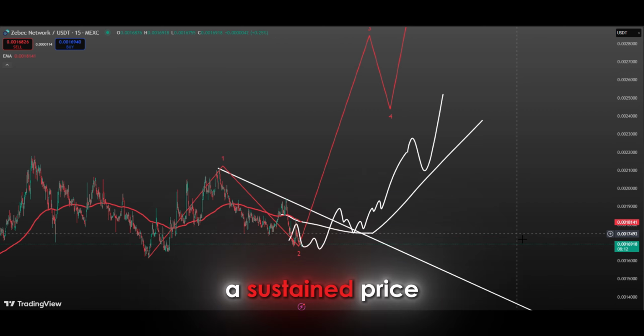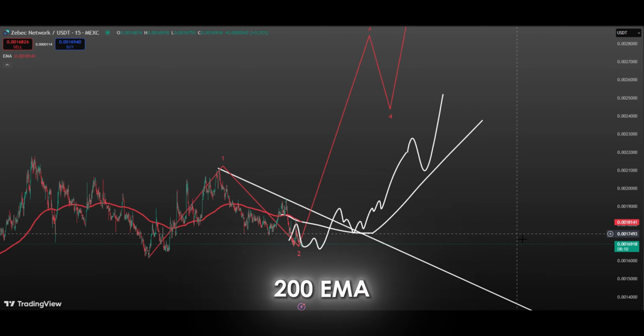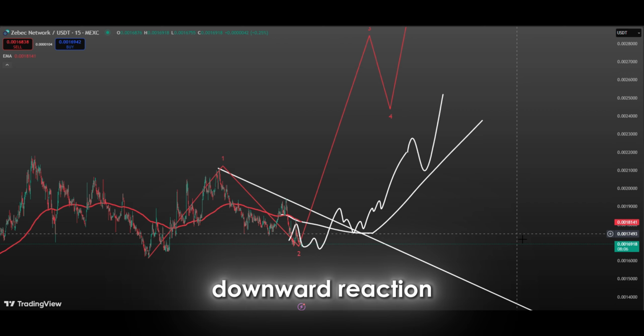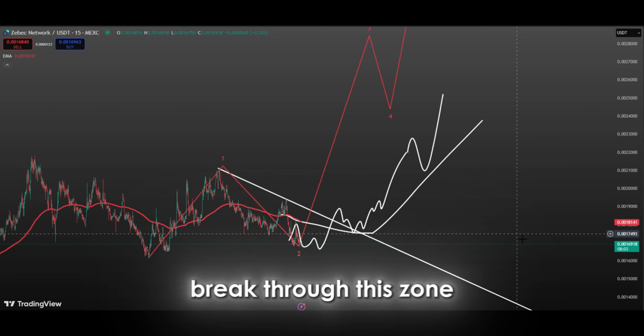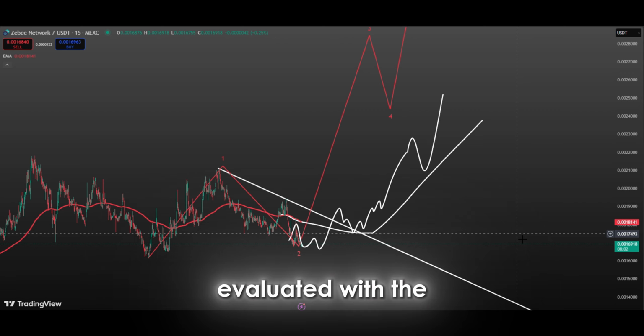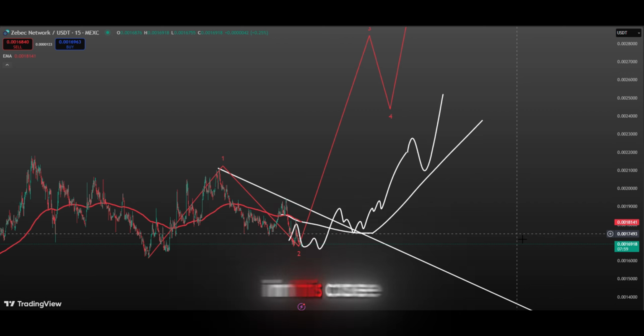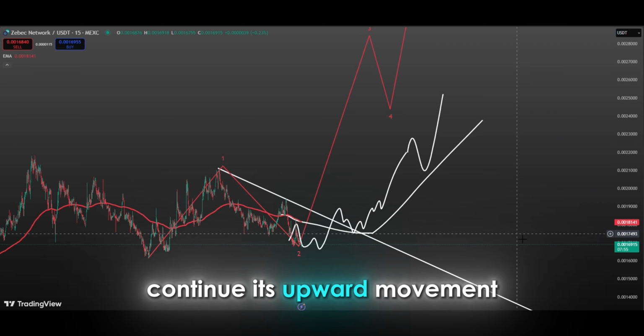In addition, a sustained price movement above the 200 EMA is usually considered a sign of an upward trend reversal, especially if there was a sharp downward reaction from this level before, and the price now manages to break through this zone. This can be evaluated with the principle of old resistance becomes new support. In this case, the 200 EMA can now act as a support, and the price can use this level as a floor to continue its upward movement.